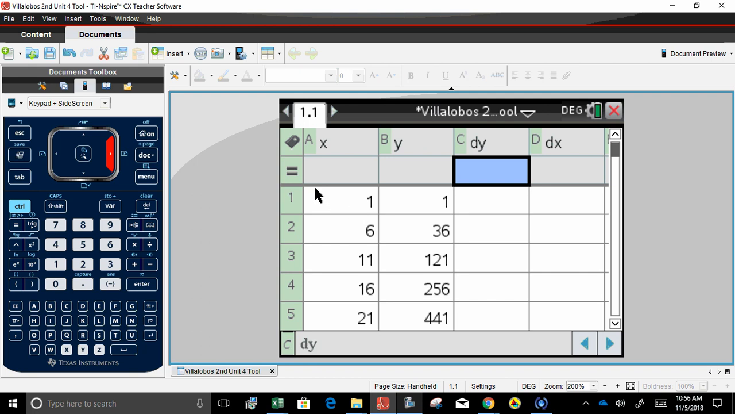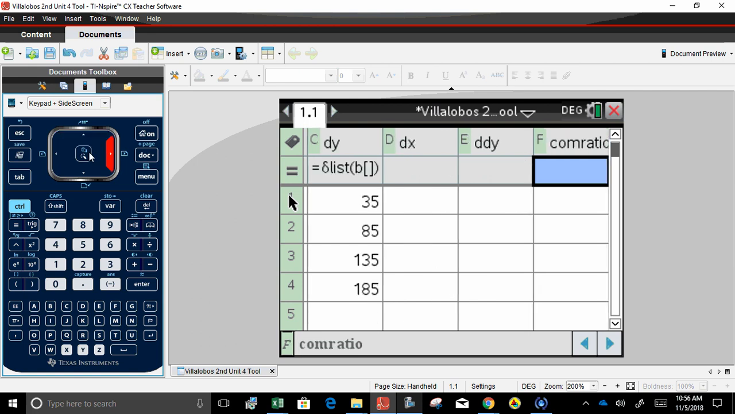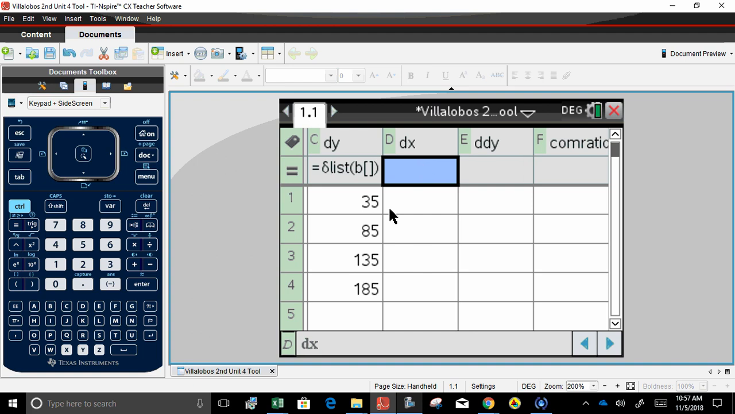Okay, right here we're supposed to put equals, and then we can type deltalist, open parentheses, and then I have to think, which one do I want, the input or the output? A or B? B. There it is. Then click your cursor here, and automatically the dx comes out. Type deltalist. Now we're changing the x, so we want A, press enter.